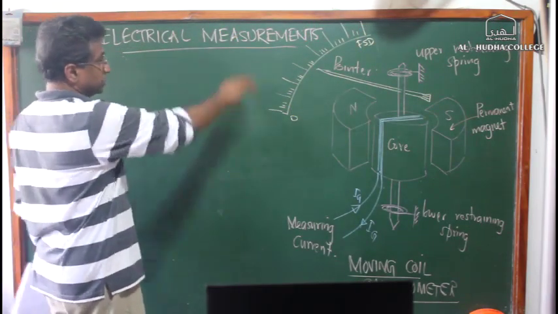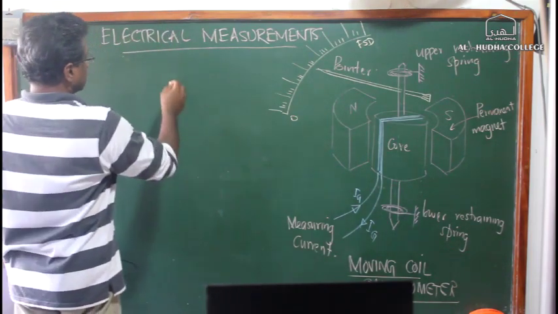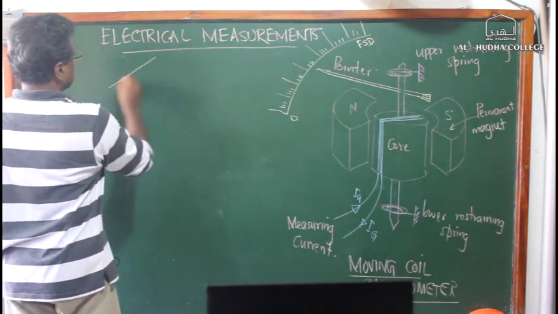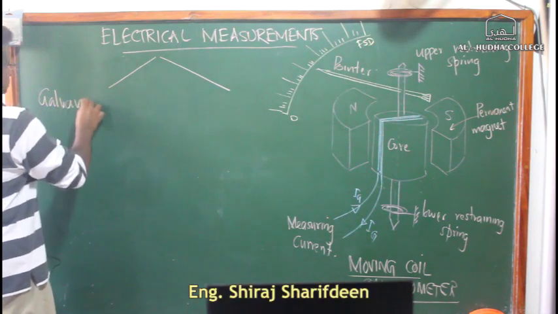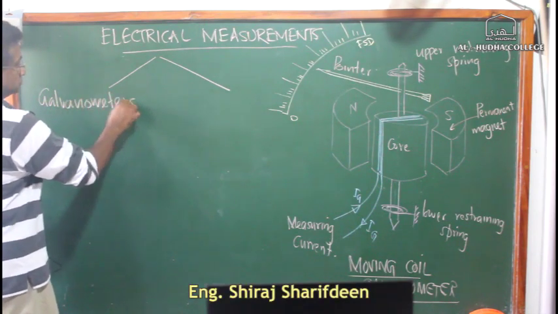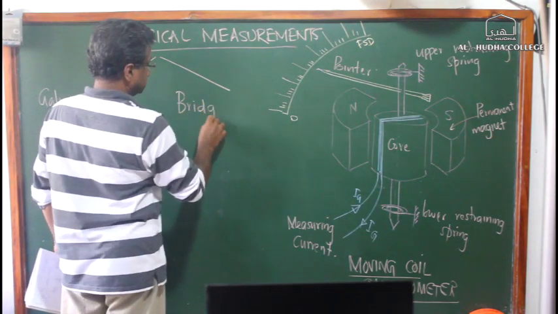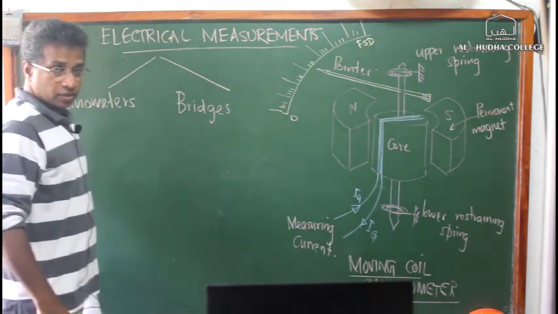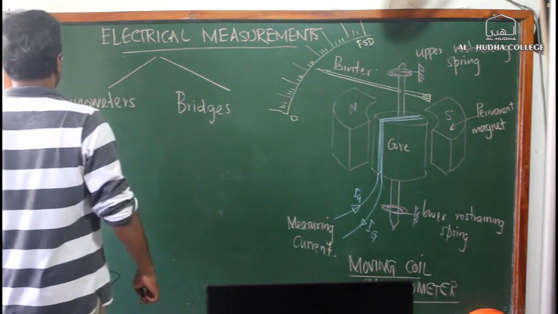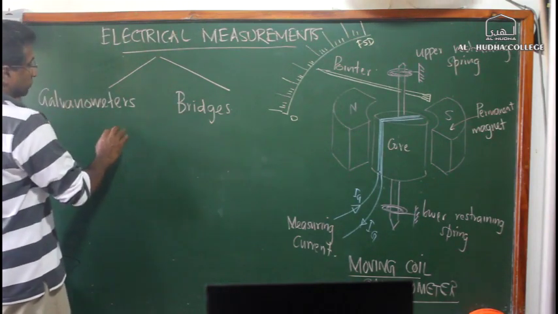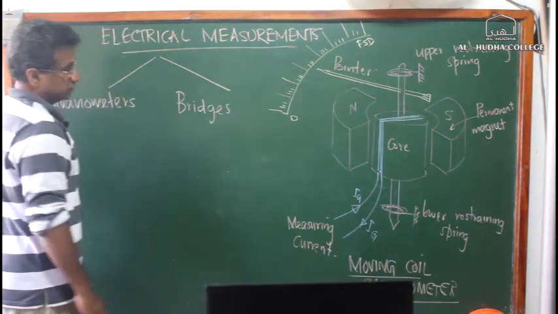We will start with electrical measurements. So electrical measurements, there are two types. One based on galvanometers, others based on bridges. Can you hear? Now first we will look at galvanometer based measurements, and later on we will go to bridge based measurements, right?